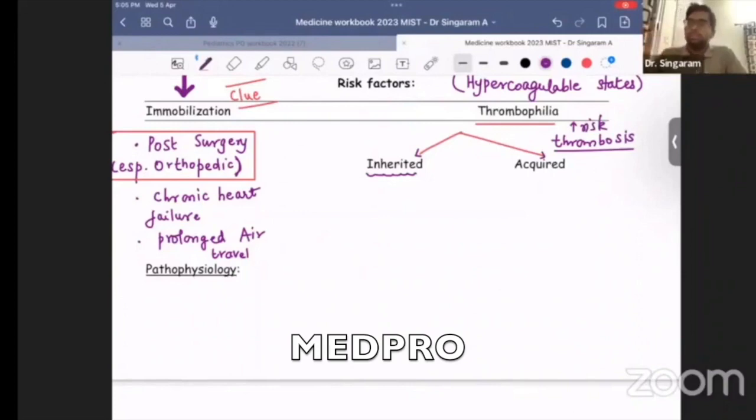Suppose even without breaks in the body, a lot of clot is formed inside it, then we will call it a thrombophilia condition. And what are the risk factors for this? One is a condition called factor V Leiden mutation. These are all inherited conditions.